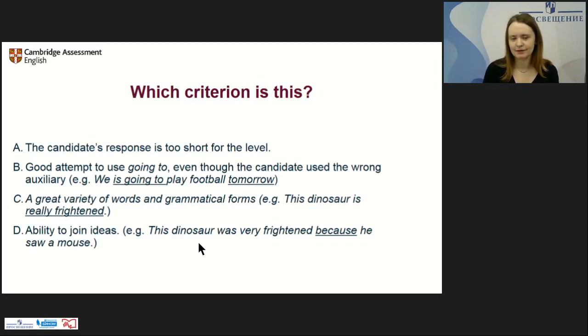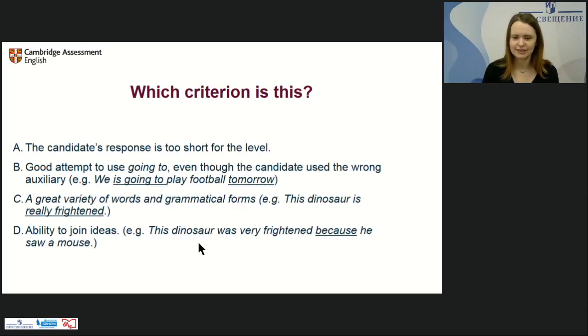So the exact criterion here: "He is going to play football tomorrow," even with the wrong auxiliary. Grammar, okay, grammar. What about C? "A really frightened dinosaur." So it's a variety of words and grammatical forms. Vocab and grammar, range. All right.